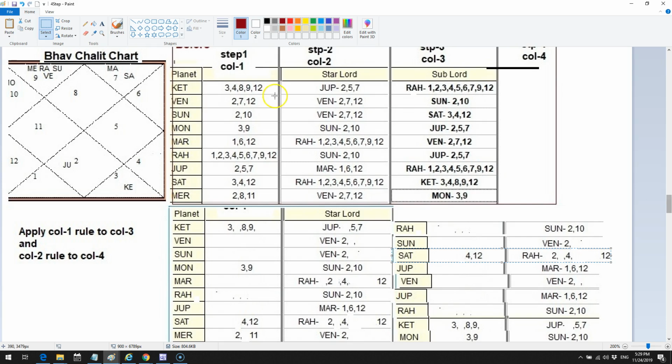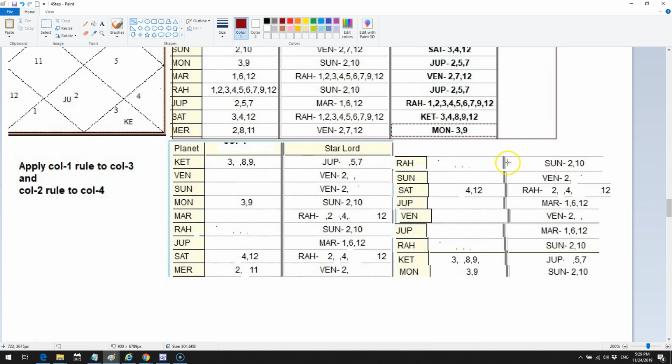So now you have what is called the 4-step layout, right? You got all the 4 steps now. So this is step 1, this is step 2, this is step 3, and this is step 4.